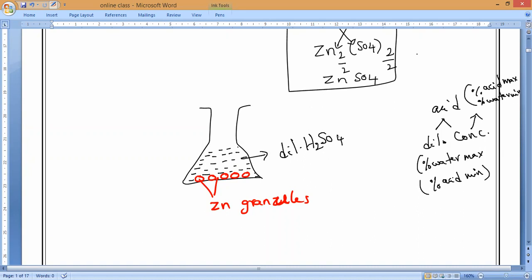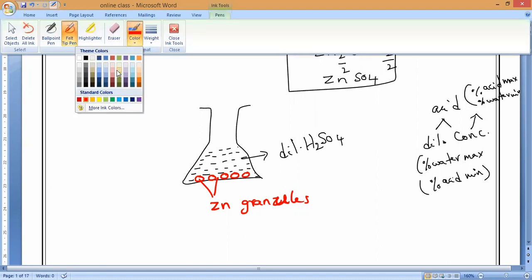Clear. So now, zinc granules and dilute H2SO4. Now, as I told you, what will happen, guys? You can notice the bubbles are forming. Bubbles are forming, so that is indicating evolution of gas.